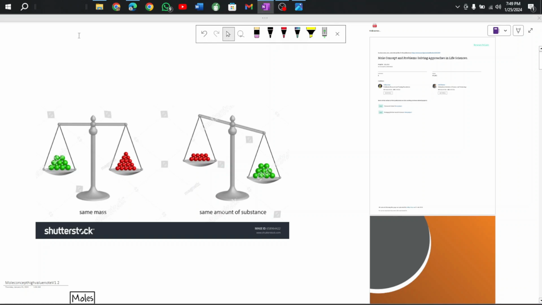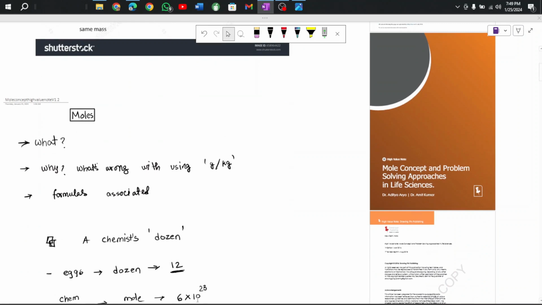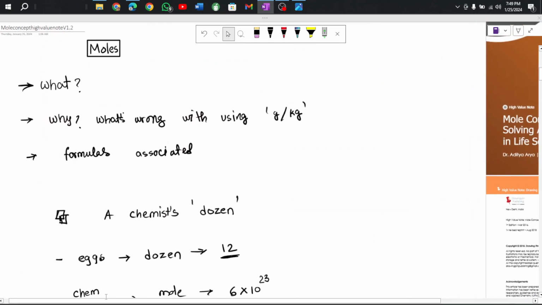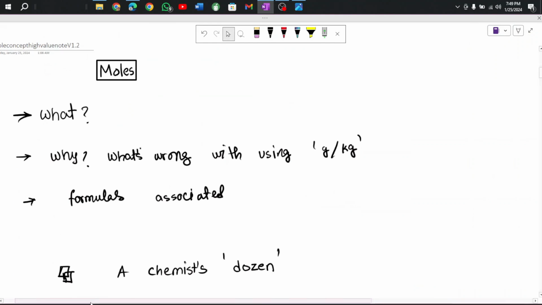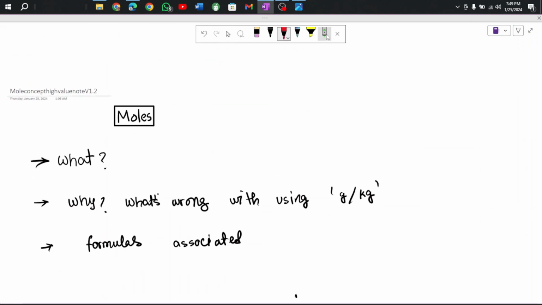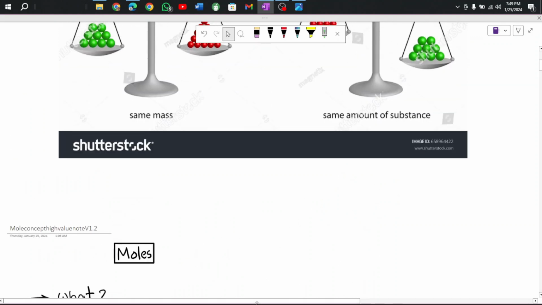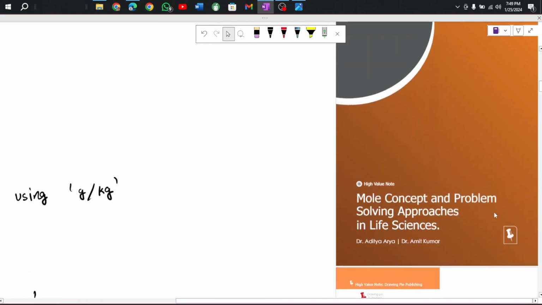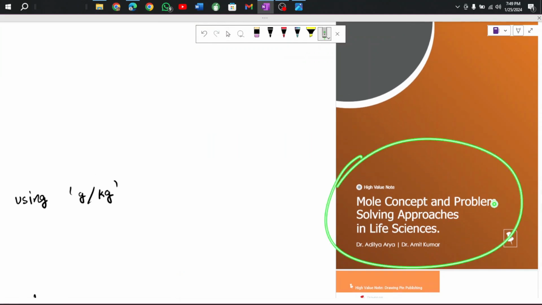Okay, guys, today we are going to be discussing moles. We will talk and explain what a mole is, একটা mole কাকে বলে, what we mean by the term mole, why we need to study moles, what's wrong with using grams and kilograms, and we'll study the formulas associated with moles. Okay, let's get started. Also, I'll be using this book as reference later on, so you can check this out.